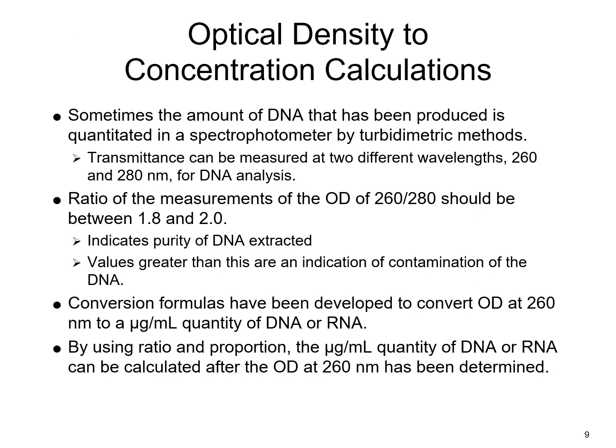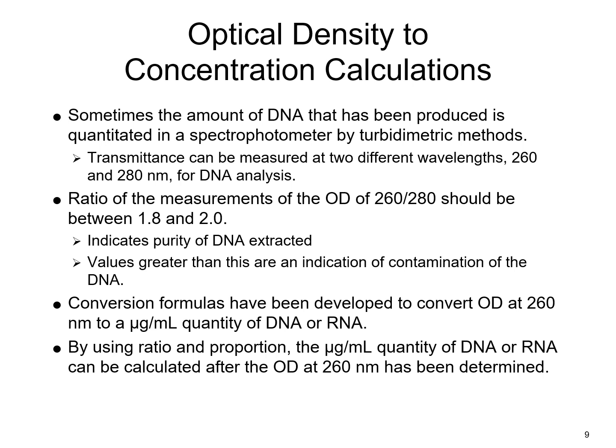Now, sometimes the amount of DNA that has been produced can be quantified, so you can actually get a number value for it via the spectrophotometer using the turbidimetric method. When a substance is turbid, it will block the light path of that spectrophotometer. If it has particles in it, it's not clear, so it's obviously going to block some light. This leads to decreased transmittance of light reaching the photodetector in that spectrophotometer.